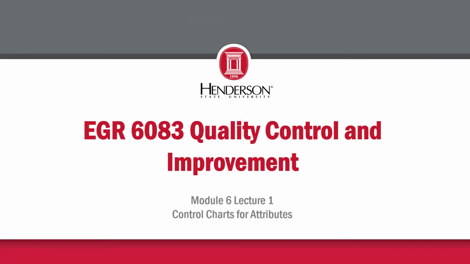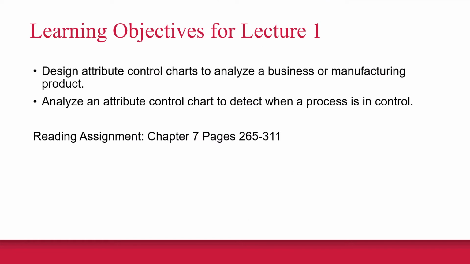Quality Control and Improvement, Module 6, Lecture 1, Control Charts for Attributes. Language objectives for Lecture 1 are to design attribute control charts to analyze a business or manufacturing product, and analyze an attribute chart to detect when the process is in control. Reading assignment is Chapter 7, pages 265 to 311.